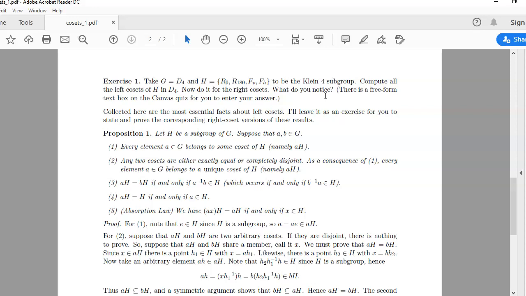Go to the quiz when you feel comfortable getting the right answer and type in your answer. It's a free form text box. When you submit it, I'll get a flag from Canvas that you submitted it, and then I'll grade it. Okay? You can take that quiz as many times as you want until you get it right.